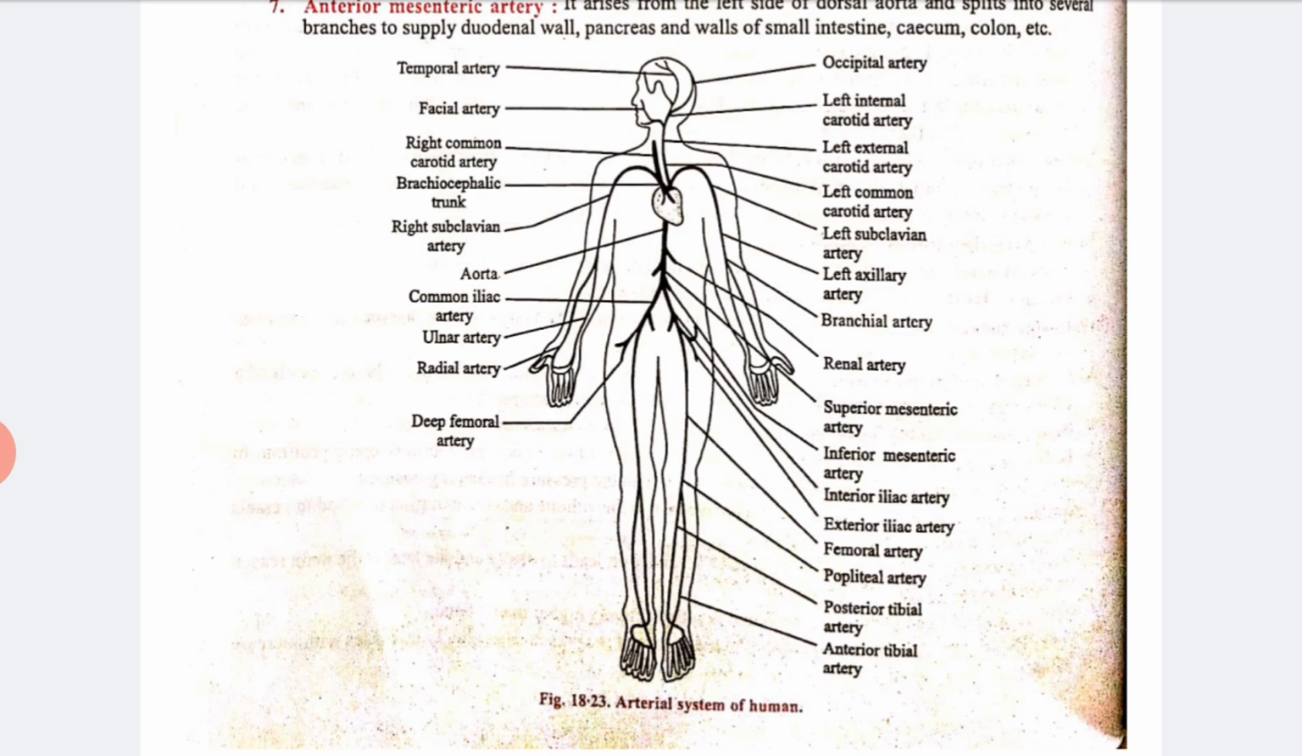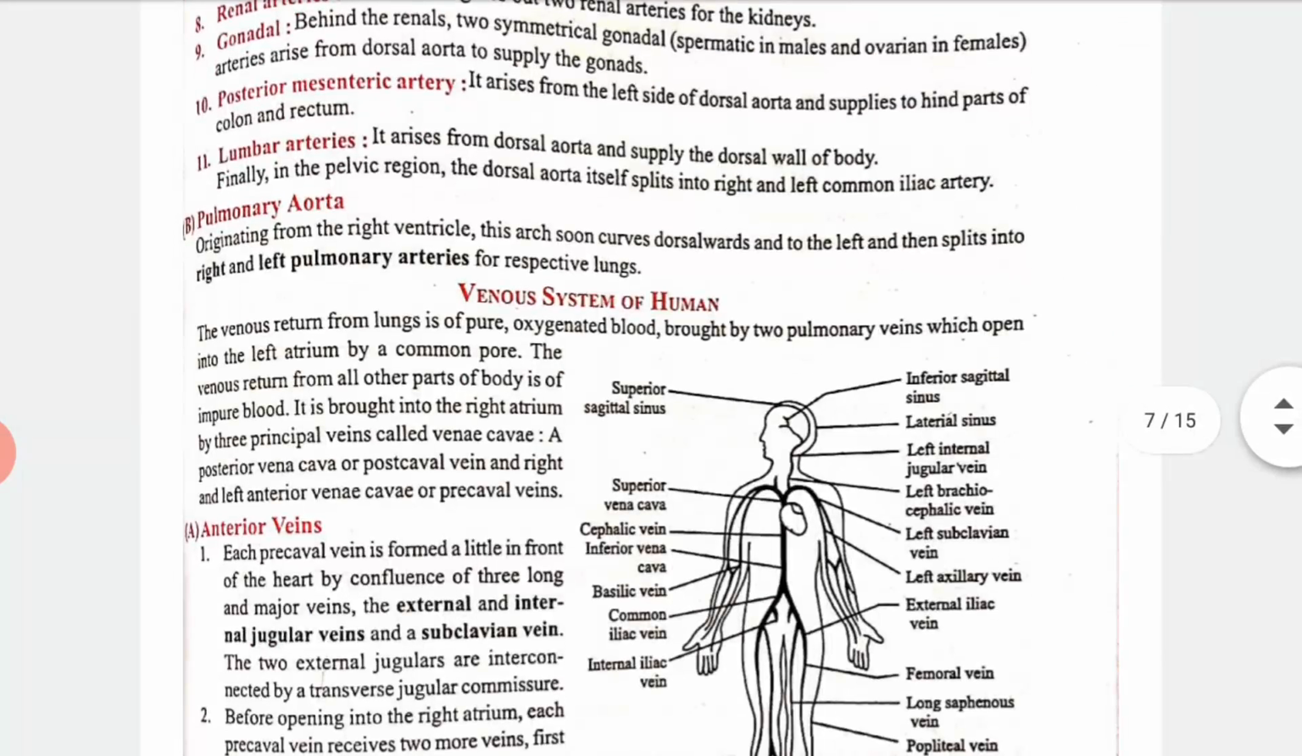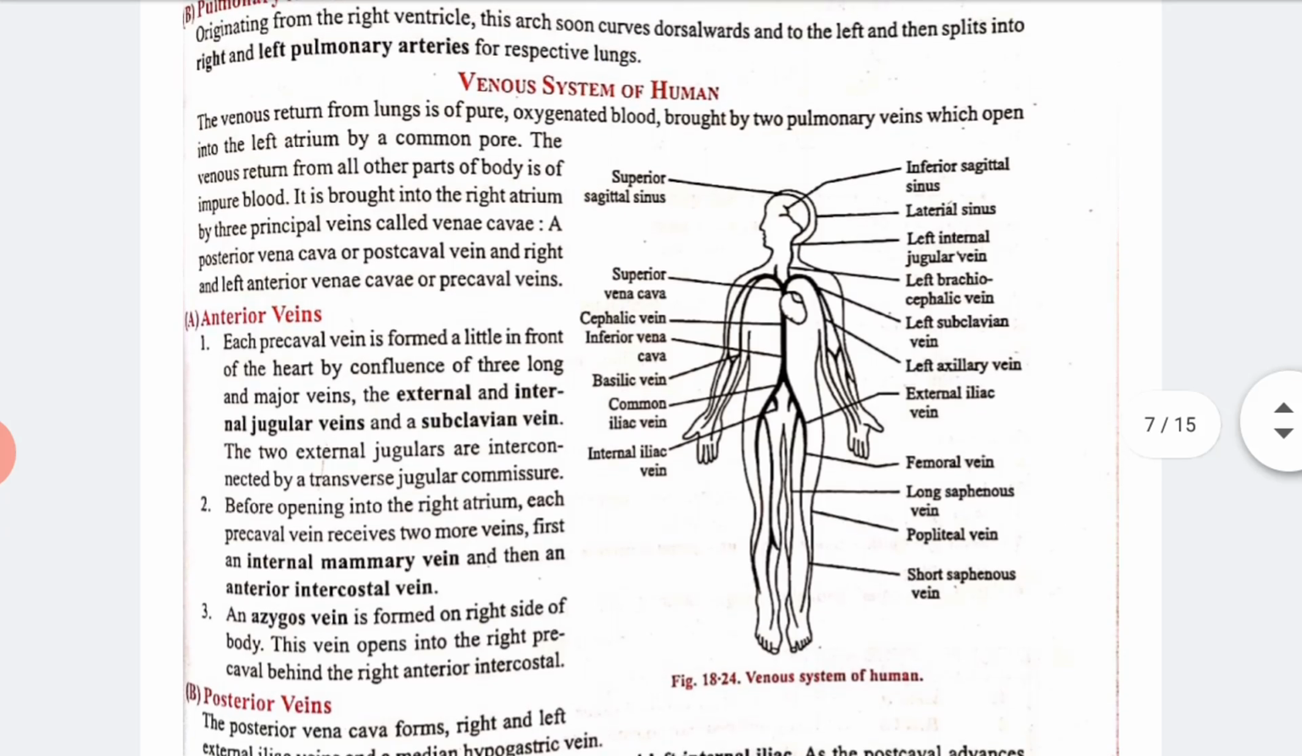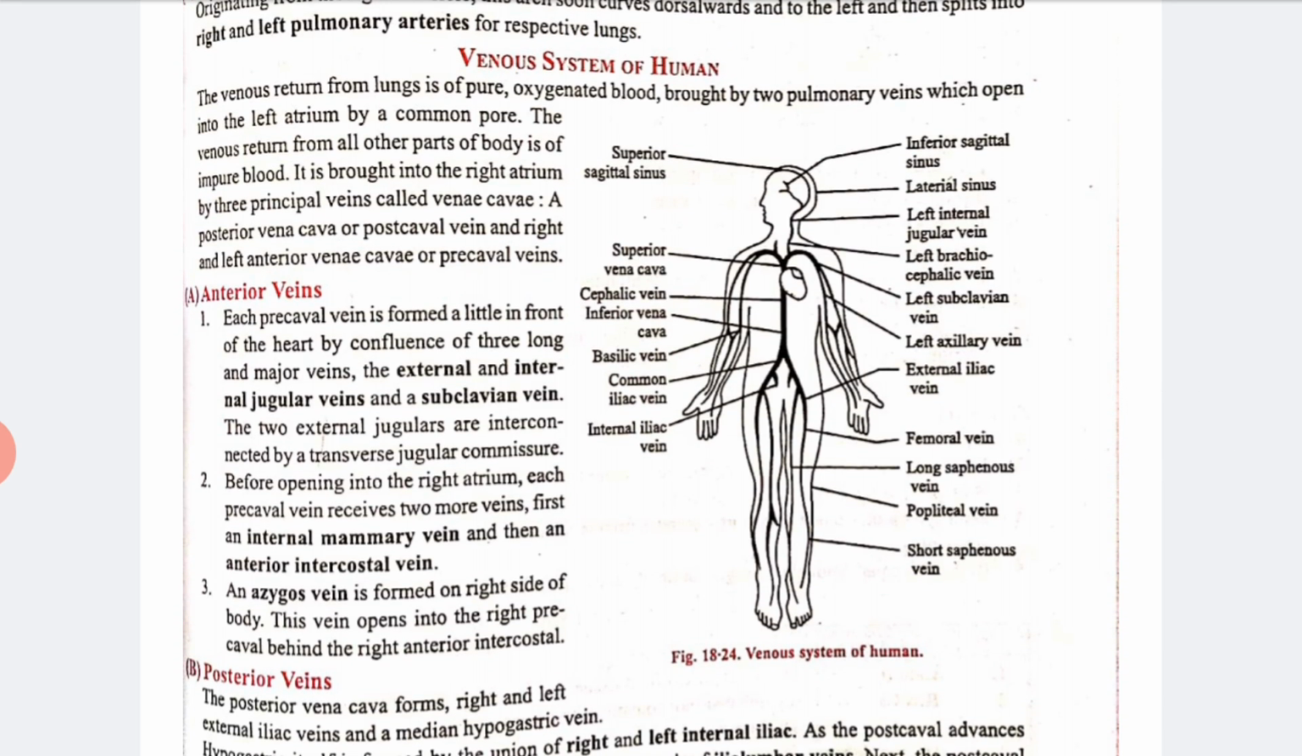in the same way we have the pulmonary aorta. This is the systemic aorta, now the pulmonary aorta. The pulmonary aorta originates from the right ventricle. This arch soon curves dorsalward and to the left, and then splits into right and left pulmonary arteries for the respective lung. So you see the venous system of the human. The venous return from the lung, pure and oxygenated blood, is brought by two pulmonary veins, which open into the left atrium by a common pore.